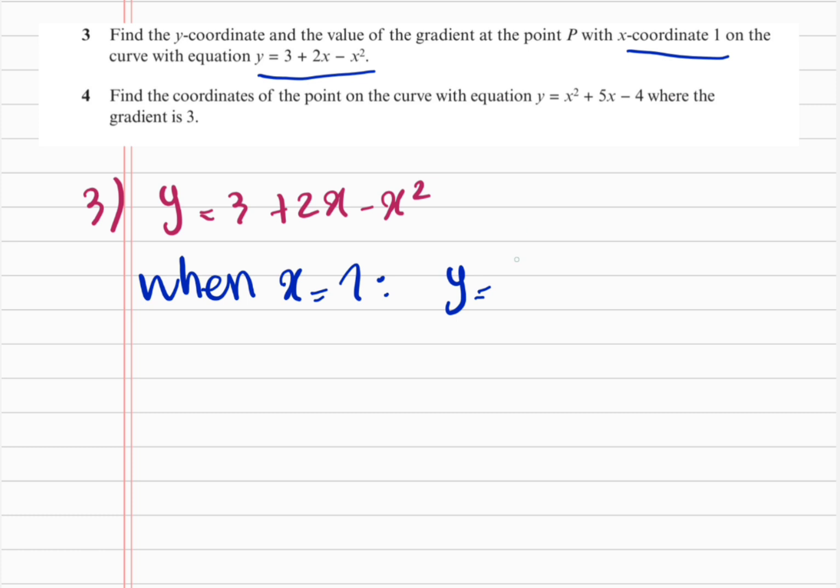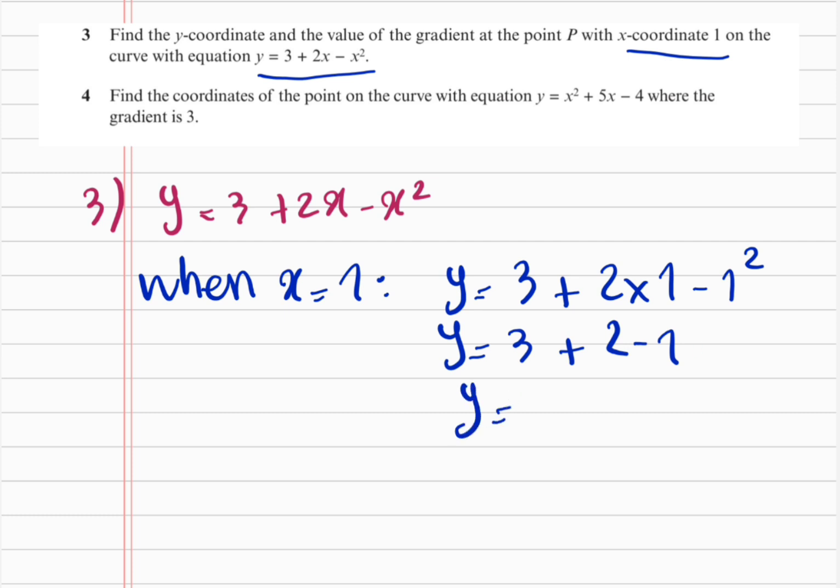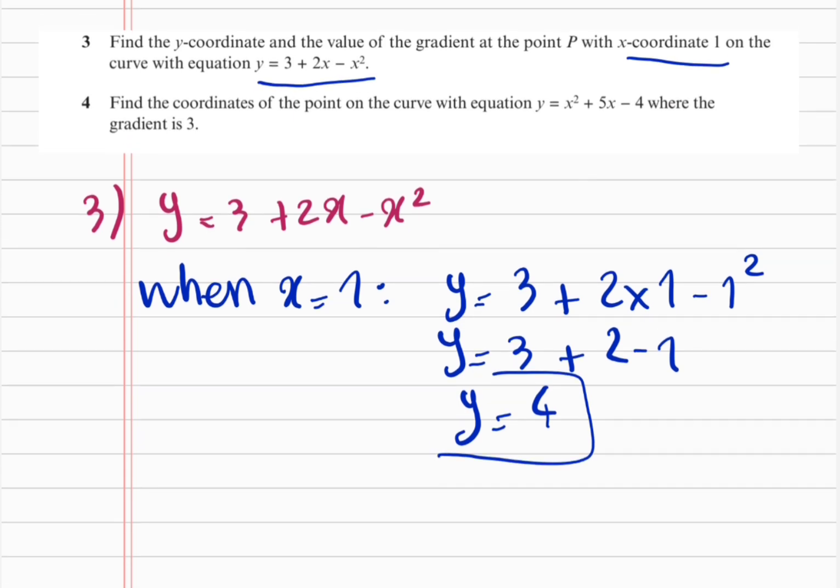So when x is 1, then the y coordinate is 3 plus 2 times 1 minus 1 squared. And then we have 2 minus 1, which is equal to 4. So the y coordinate is 4, and the point P has coordinates 1 and 4.